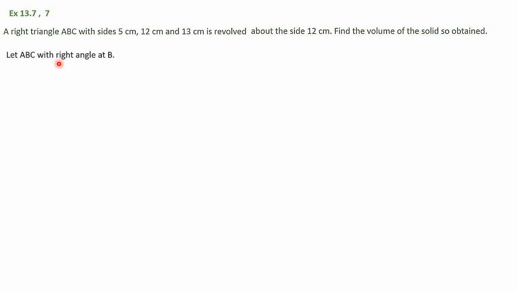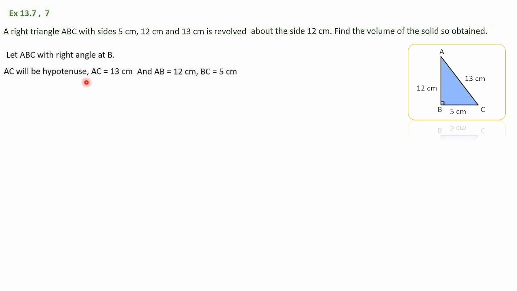Let ABC be the right angle triangle at B. So ABC is a right angle triangle and AC is the hypotenuse. Hypotenuse means the longest side length we have to put. Here 5, 12 and 13. Out of these three, 13 is the longest one. So you have to put it in the hypotenuse. Then AB is 12 and BC is 5 centimeter. That is what we have written here.